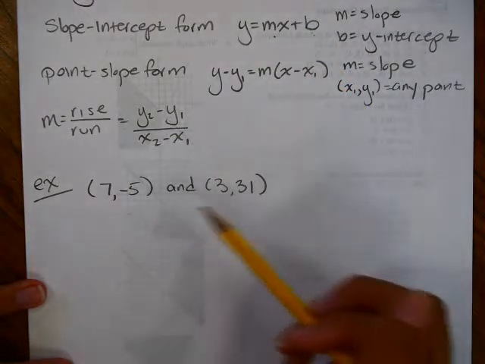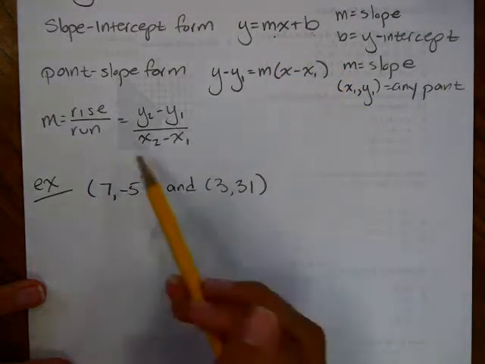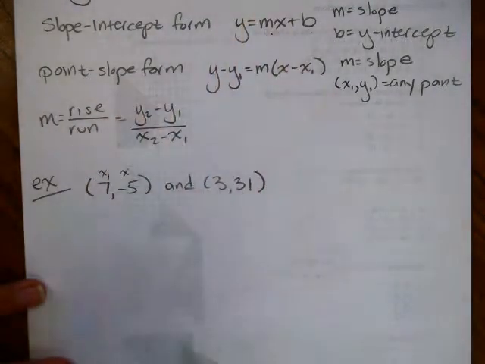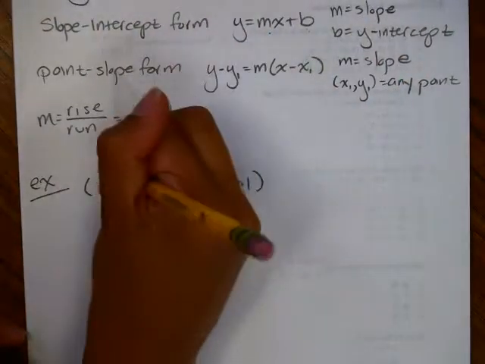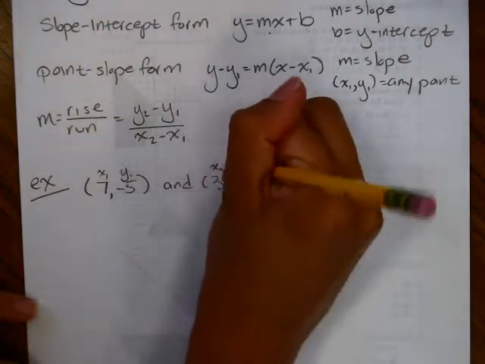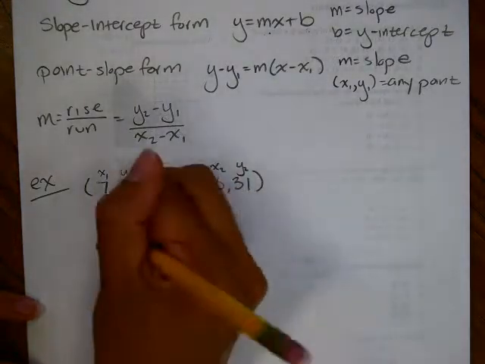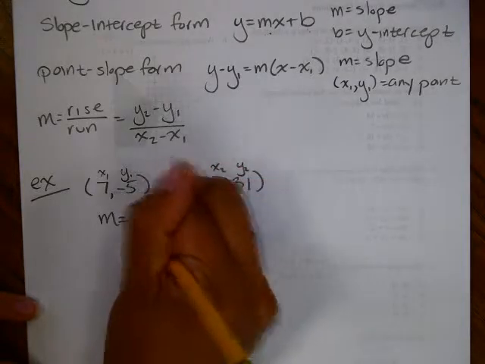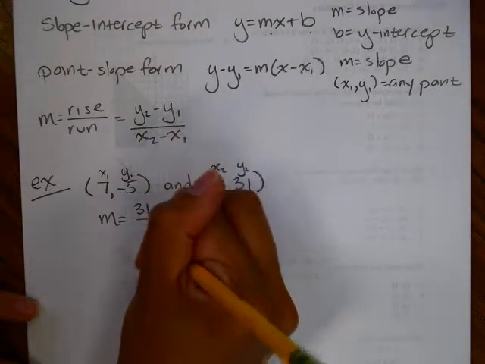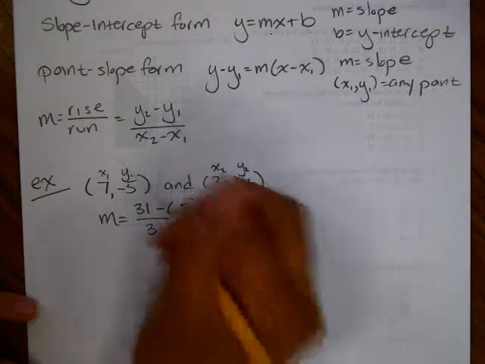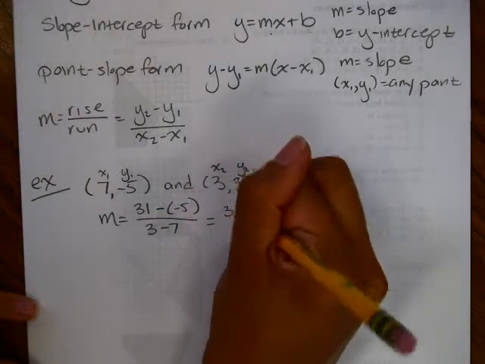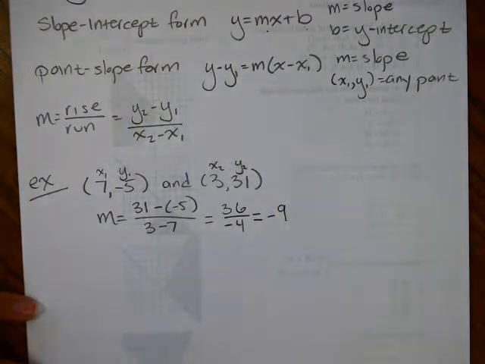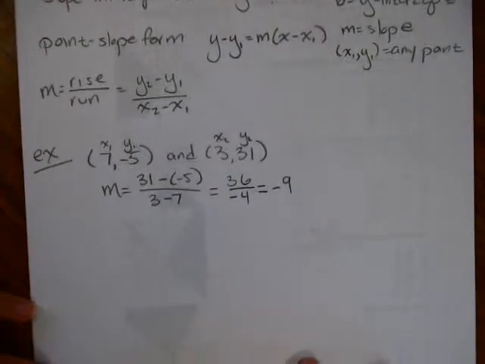And from the information we have, let's start by finding our slope. So we need our 2 points. It doesn't matter which one you label as your first point and which one you label as your second point. You'll get the same answer either way. So our slope, 31 minus negative 5 over 3 minus 7. So that is 36 over negative 4. So it gives us a slope of negative 9.